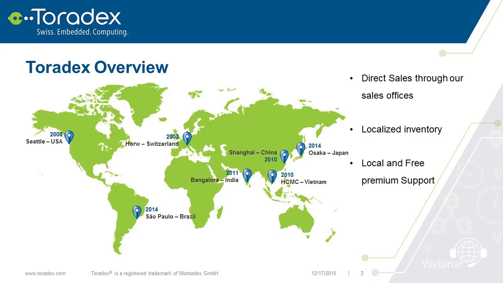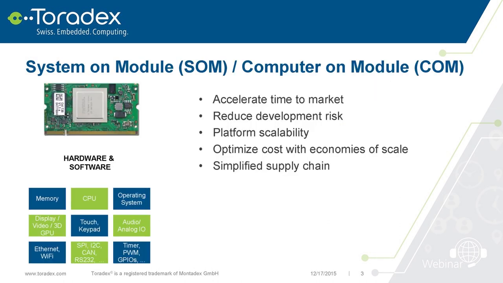So Toradex is located worldwide. Our strength is we have direct sales through local sales offices, we have local stocks and free premium support. We provide system on module or computer on module, which improves the time to market, reduces development risk and optimizes costs with economies of scale.